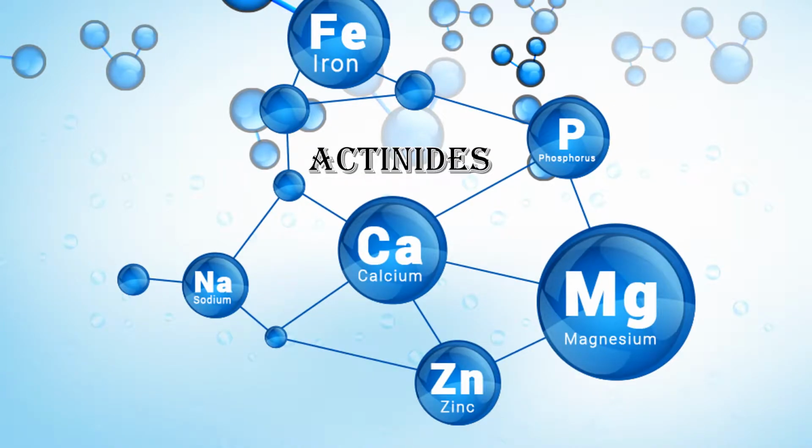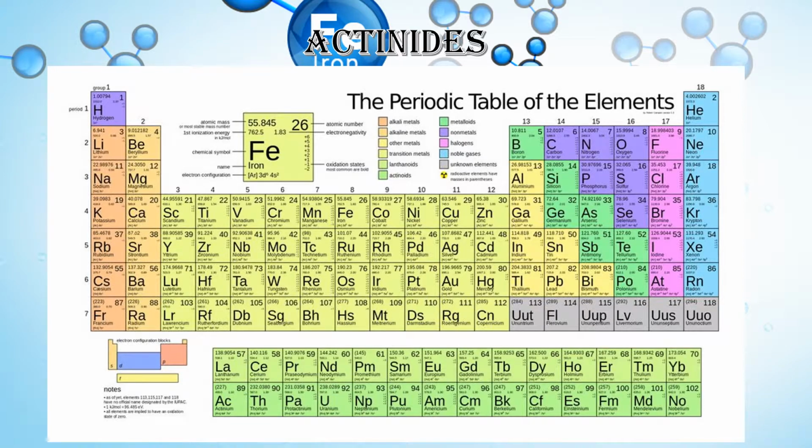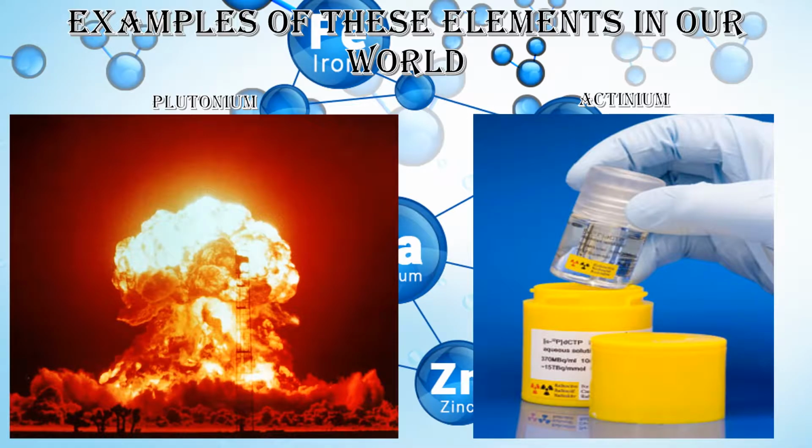The actinides. The actinides are a radioactive group. They're very dense metals, and the elements in this group have varying charges. They're right below the lanthanides. Right here. They're capable of combining directly with most nonmetals as well. Some actinides in our world are plutonium, which is found in nuclear bombs, and actinium, which is found in radioactive medications.